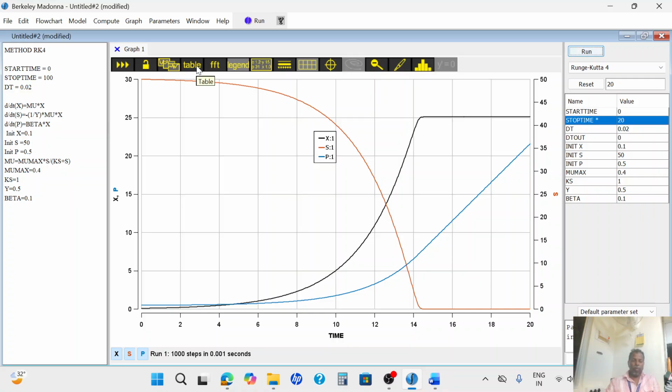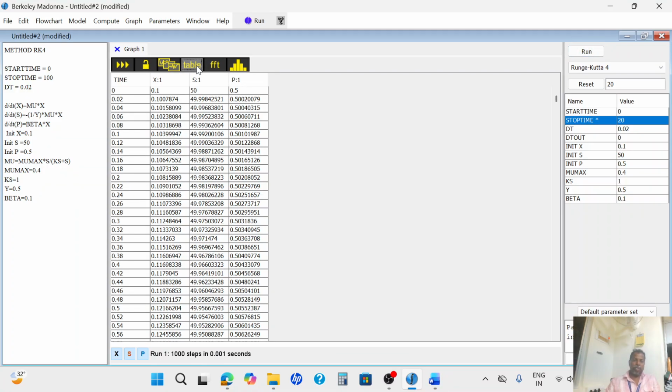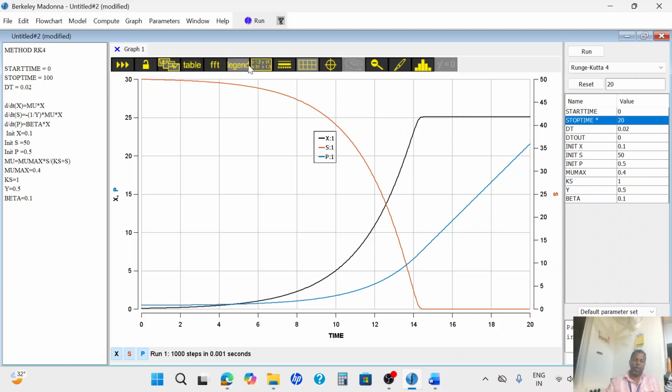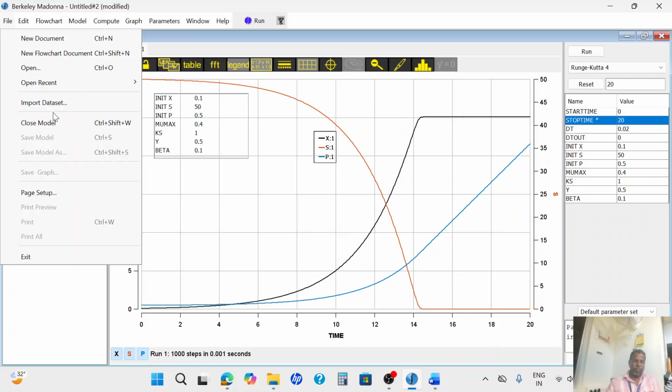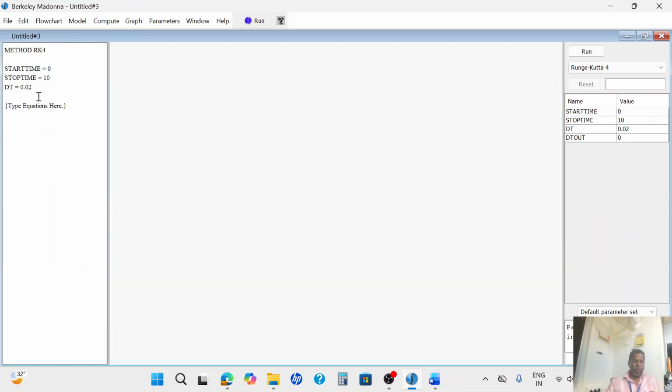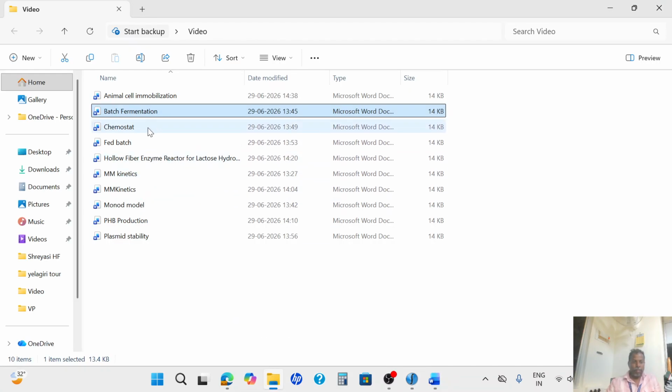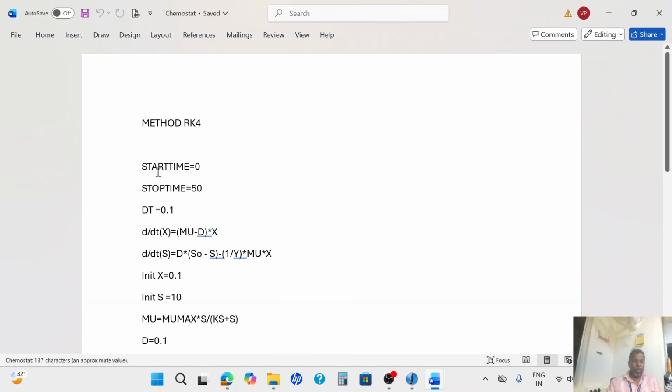If you want to do the experiments, these predicted results can be fit with the experimental results, and you can find out the changes, or compare the predicted results with the experimental results. Similarly, we will also try the continuous system. For the continuous system, the model is already there. It's a chemostat model.